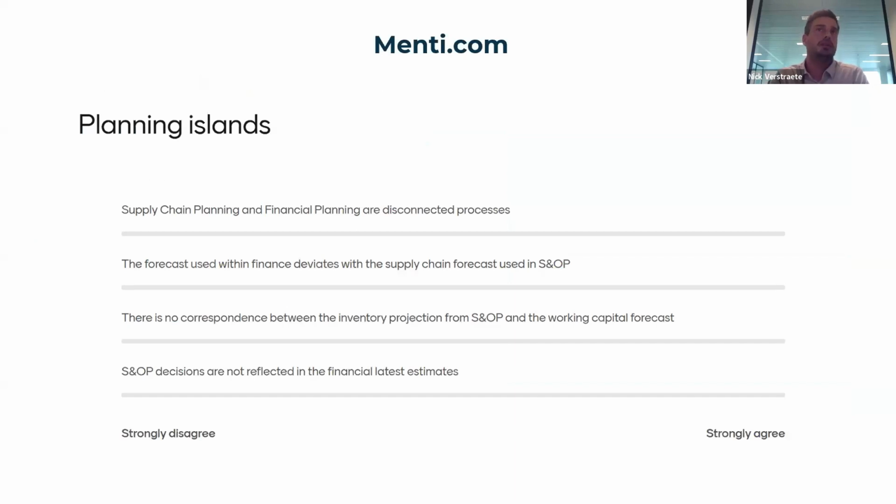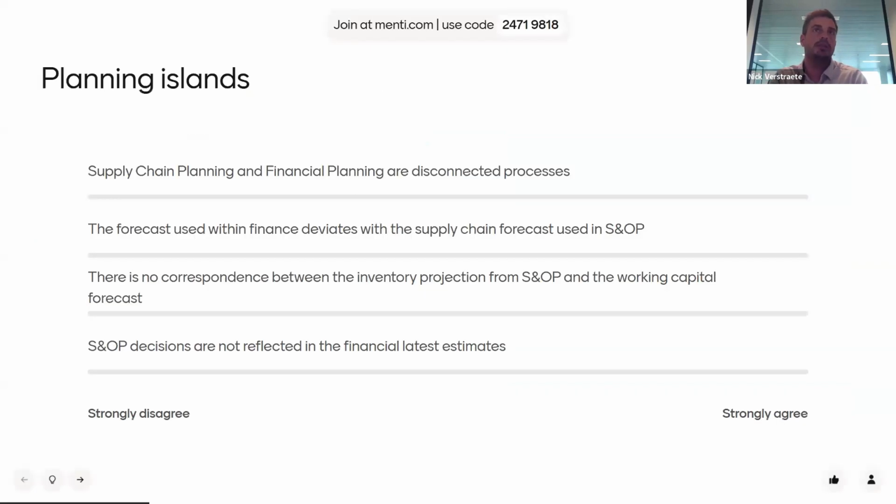The interactivity will be with menti.com. I will move towards the interface of the Menti application. Let me do that. That's right here. So I would invite all of you to go to menti.com. At the top you see the URL, and then also the code that can be used to enter this poll. The code is 24719818.